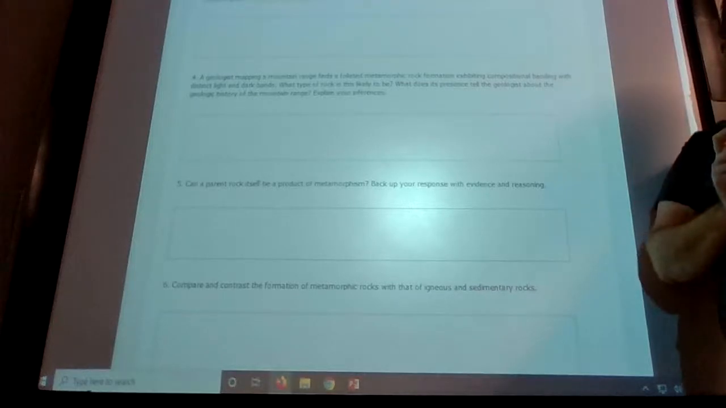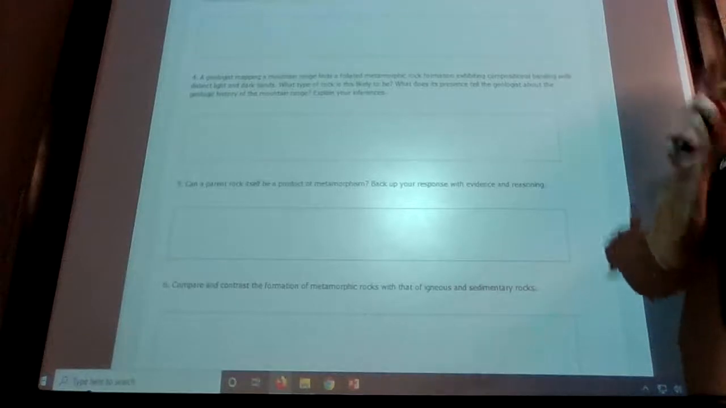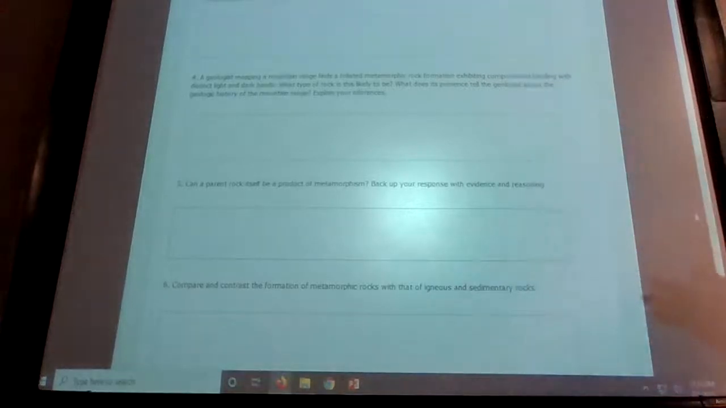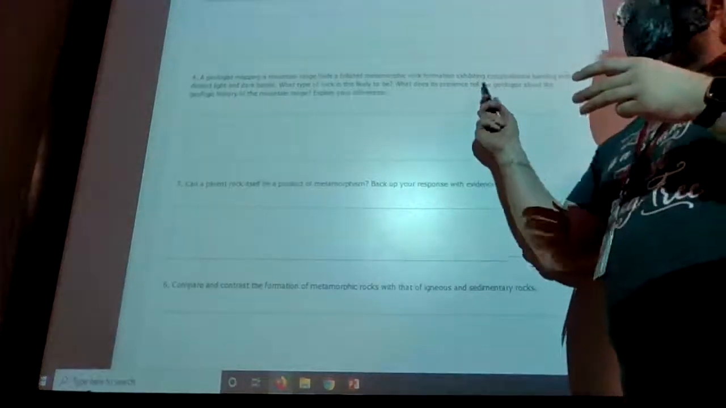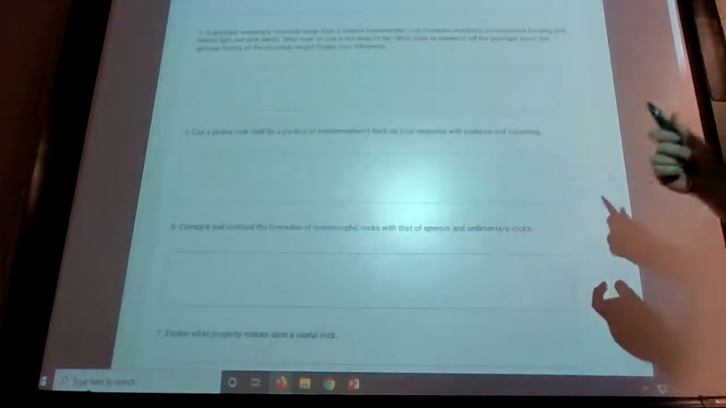So the rock type is gneiss. It tells the geologist that that mountain range formed under high pressure, high heat, and has a high metamorphic grade. So that rock has been really metamorphosed. Not just a little bit, but a lot. It's been changed from a little boy to a cockroach.